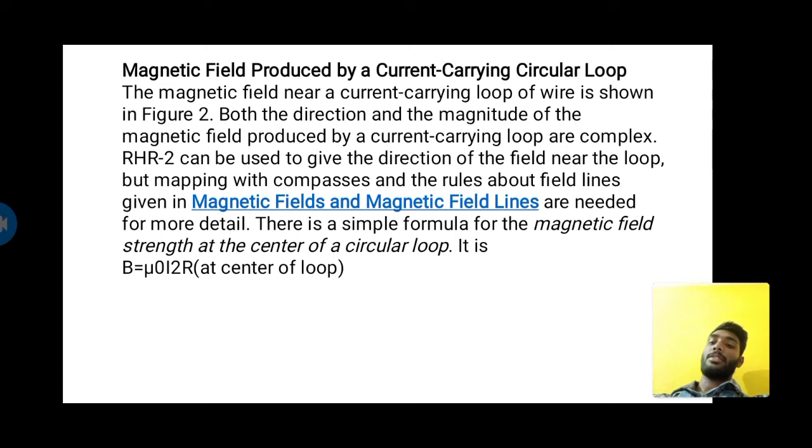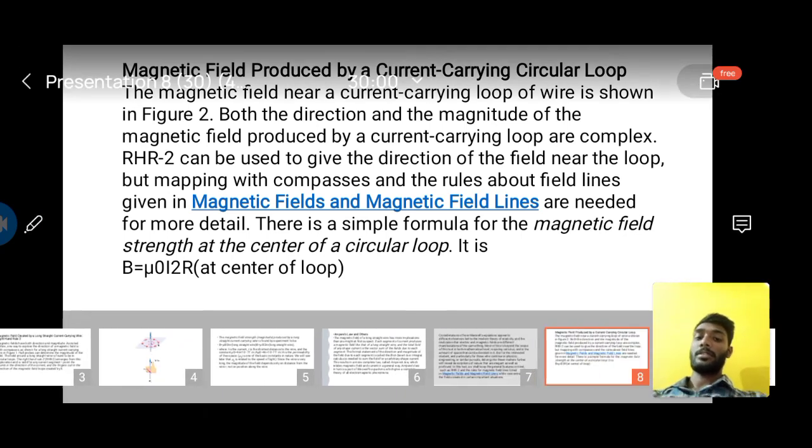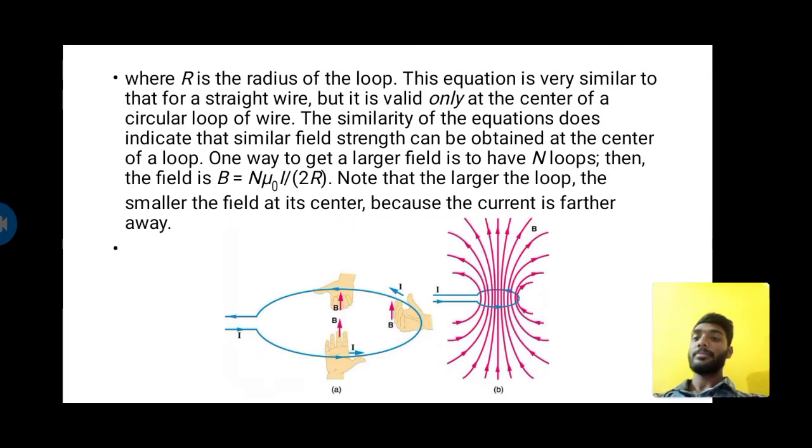It is B equal to mu naught I by 2R at the center of the loop, where R is the radius of the loop. This equation is very similar to that for a straight wire, but is valid only at the center of a circular loop of wire. The similarity of the equations does not indicate that similar field strength can be obtained at the center of the loop. One way to get a larger field is to have N loops. Then the field is B equal to N mu naught I by 2R. Note that the larger the loop, the smaller the field at the center, because the current is farther away.